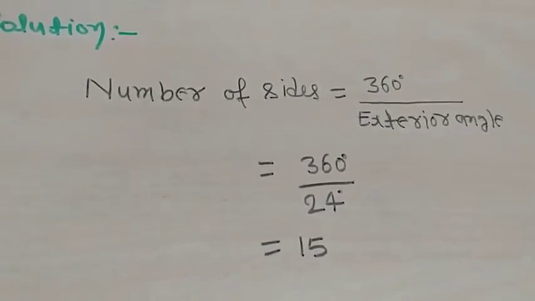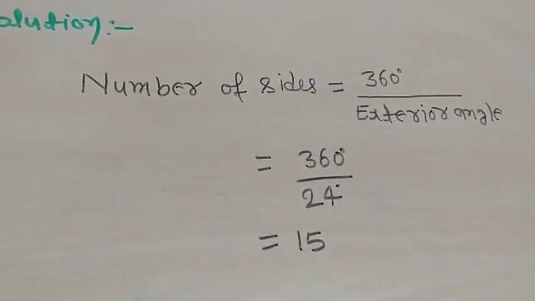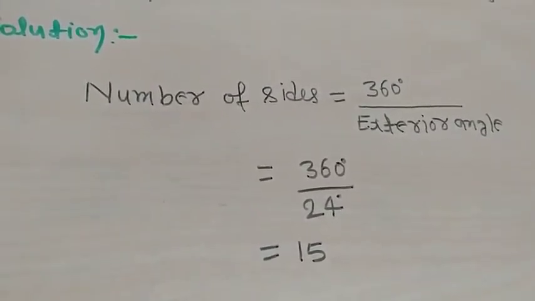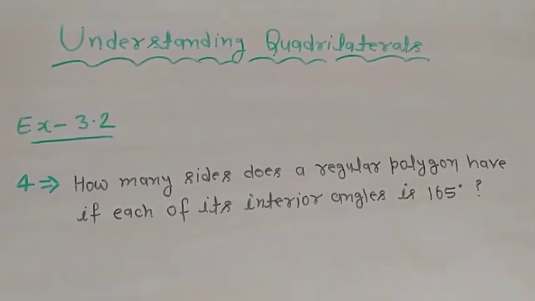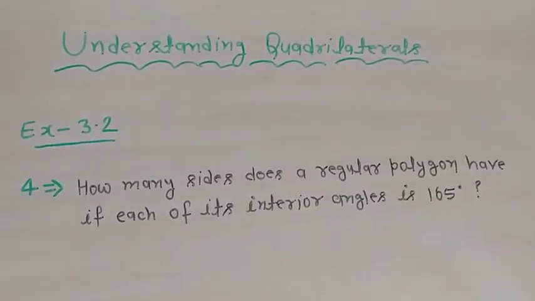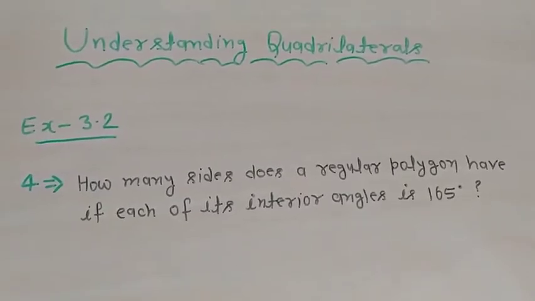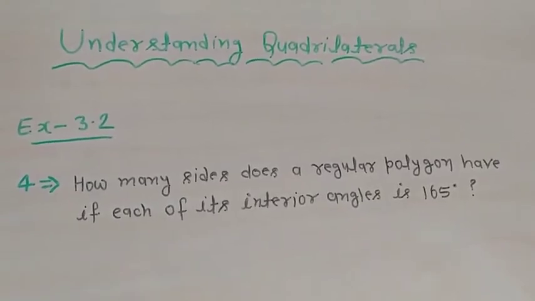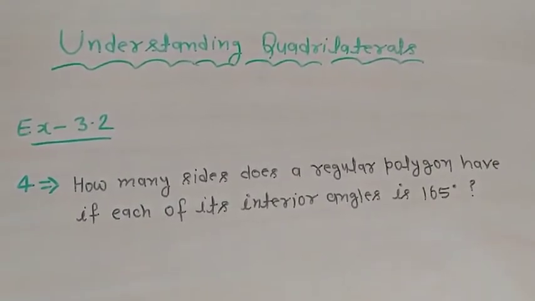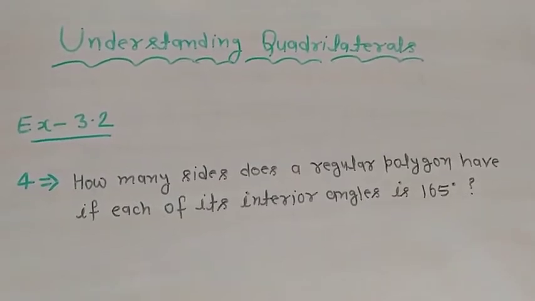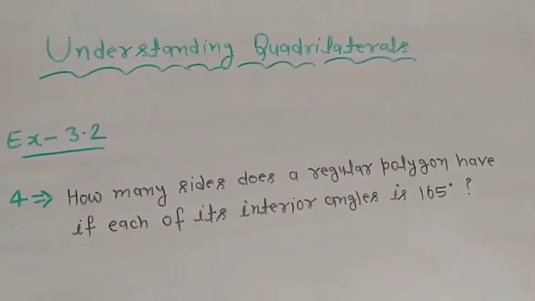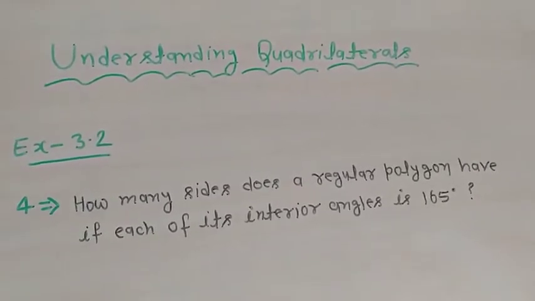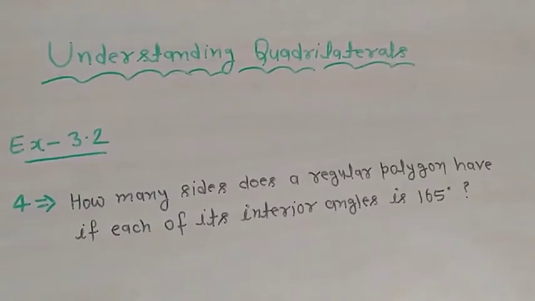Okay, now we are going to solve question number 4. Question number 4: how many sides does a regular polygon have if each of its interior angle is 165? Okay, so we find the number of sides of the regular polygon, and here the interior angle is given.